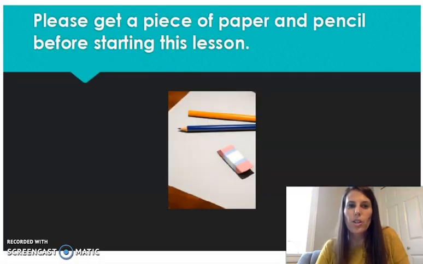So to get started, you're going to want to have a piece of paper and a pencil. So go ahead and pause the video, get those materials, and then hit play once you have them.